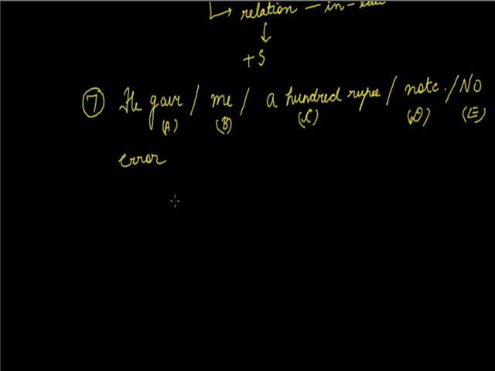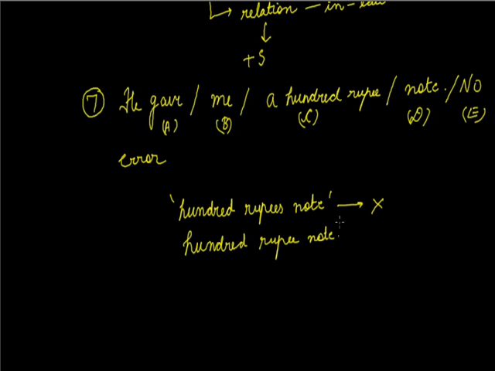If I had written 100 rupees note, it would have been incorrect. This way of writing this phrase is absolutely incorrect. This 100 rupee note is absolutely correct. Why so? You want to know the reason? The reason is this 100 is an adjective, rupee is a noun, note is also a noun.